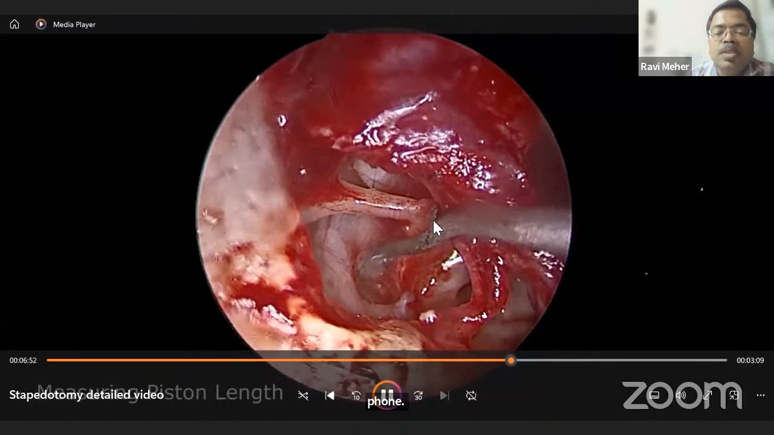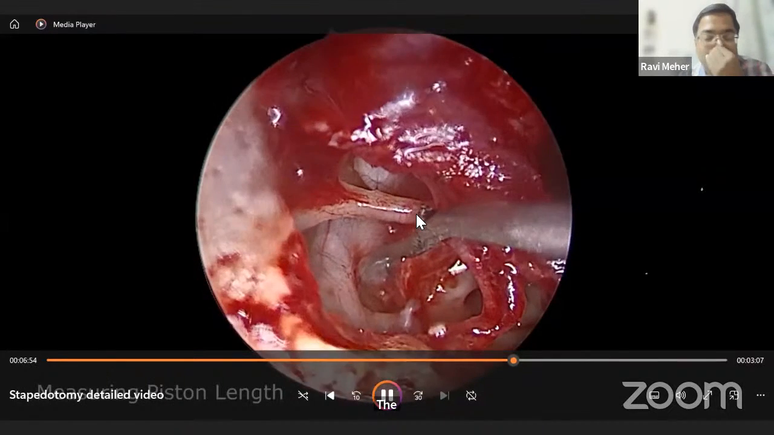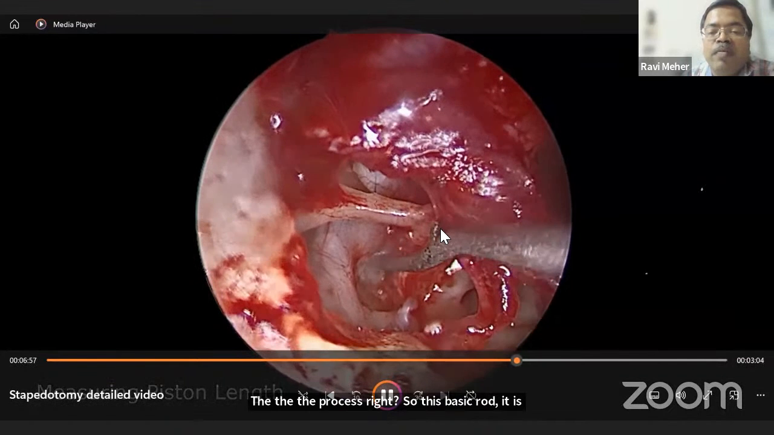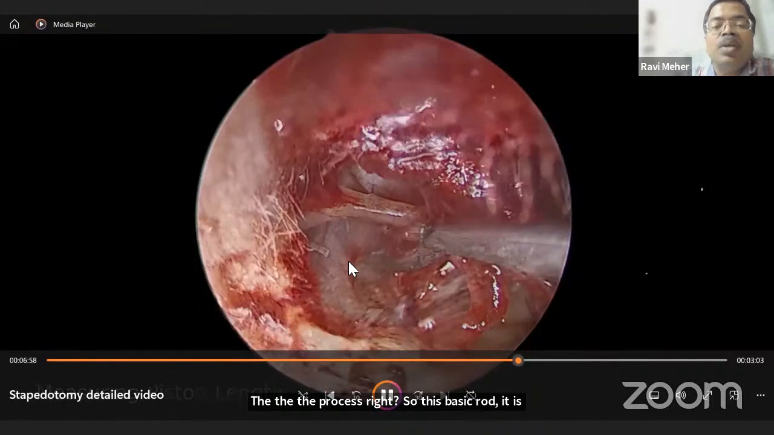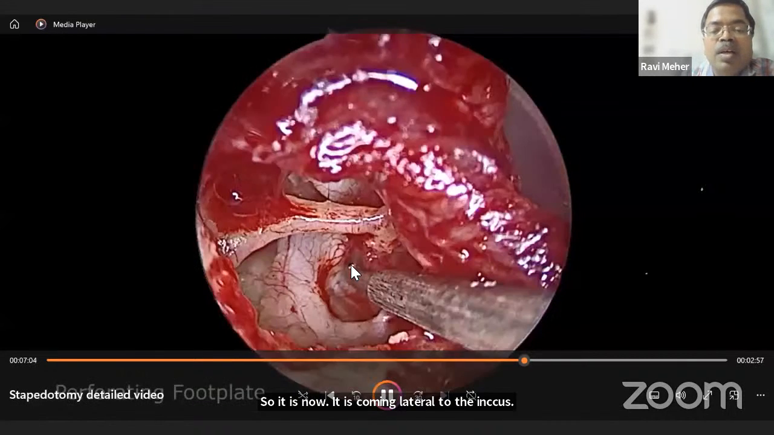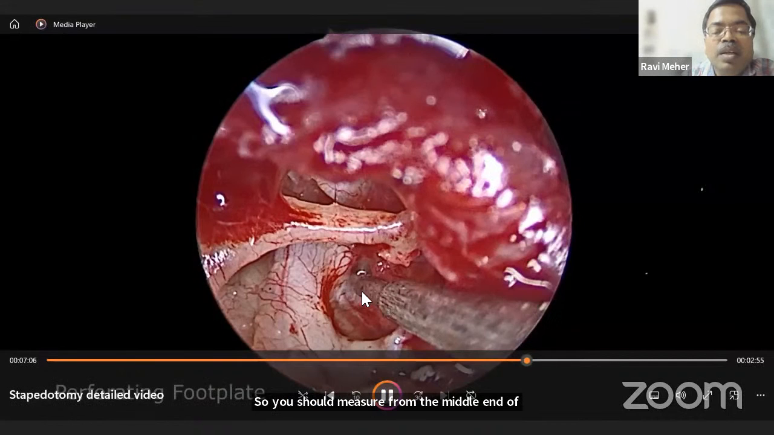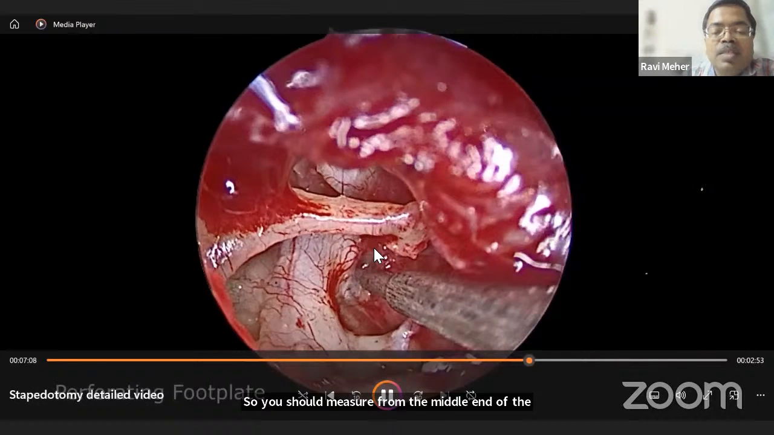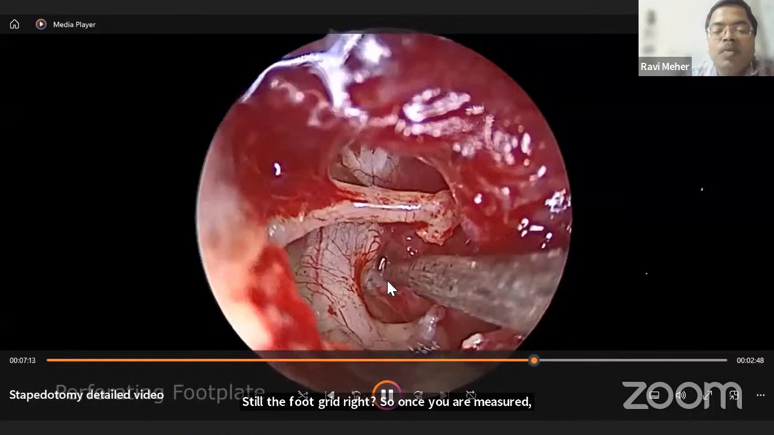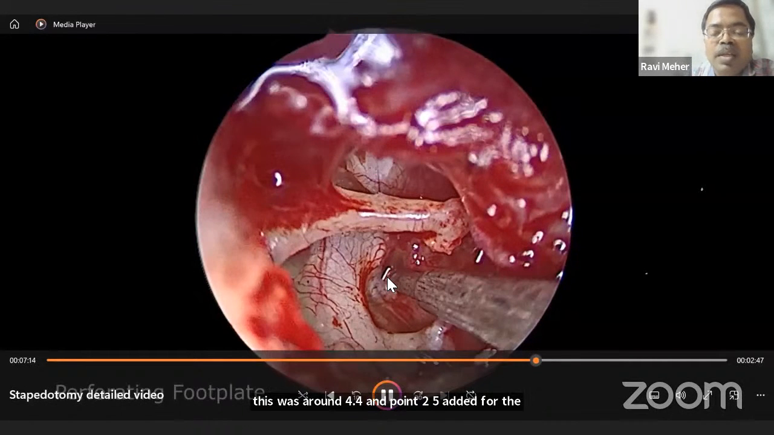Now you have to measure the foot, the process, right? So this measuring rod, this is the 4.5, right? So it is coming lateral to the incus. So you should measure from the middle end of the incus till the foot plate, right? Once you have measured, this was around 4.4 millimeter and 0.25 millimeter added for the foot plate length. So 4.25 was the length.